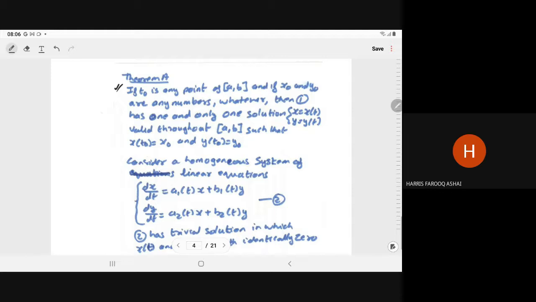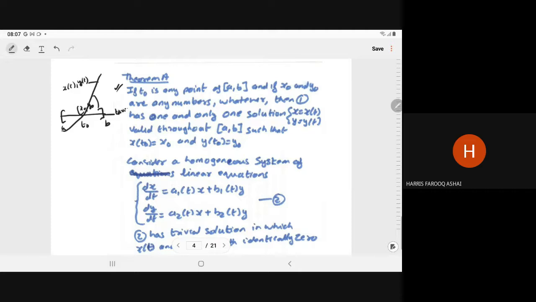So, Theorem A: let t naught be any point of the interval AB, and if x naught and y naught are any numbers. Means if we have the axis, let's say it is A and it is B, and here we have some point t naught. At this point we have two constants, x naught and y naught. Whatever the solution curve, this is the curve of x(t) and y(t). Here we have the t axis.